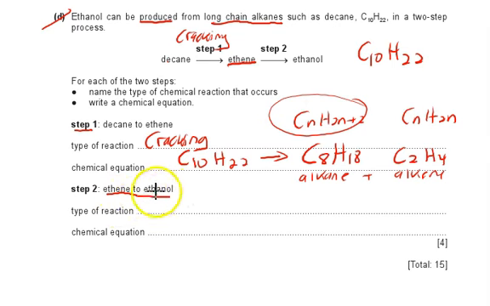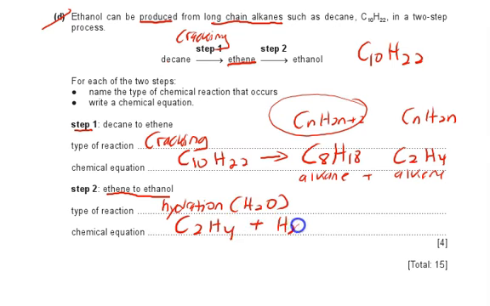Okay, now ethene to ethanol. So this is alkene to alcohol. So this is hydration. Hydration, which is you are adding the water. So your equation here will be C2H4 plus with water, and you'll be getting ethanol. Alright. Okay, this is 4 marks, and total for this question here is 15 marks.